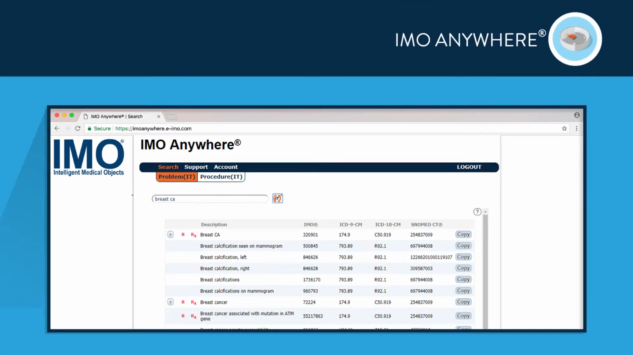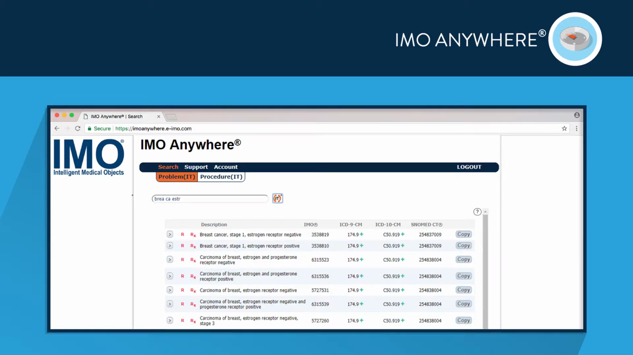Once you're logged into the IMO Anywhere solution, pinpointing precise medical terminology is easy. All you need for your search is a few characters, and you'll get the result you're looking for. If you have too many results, it's easy to filter down to just a few results by adding more characters.